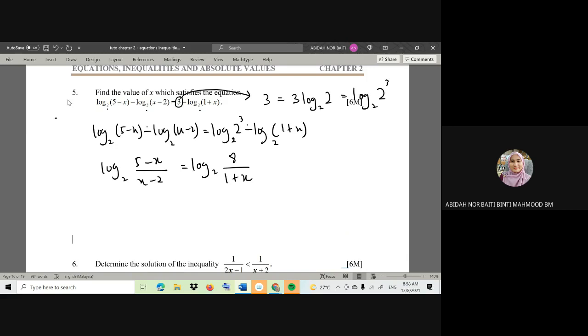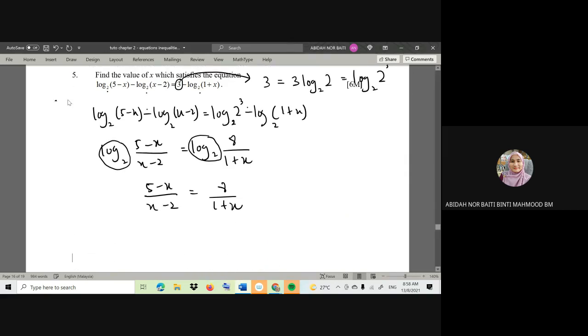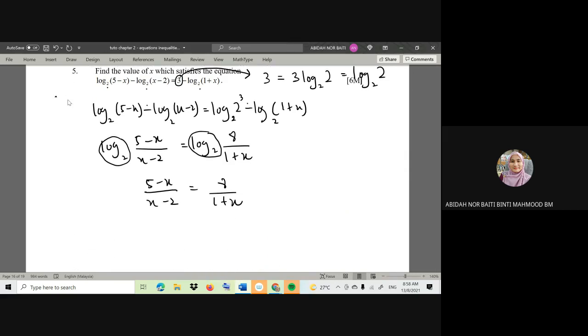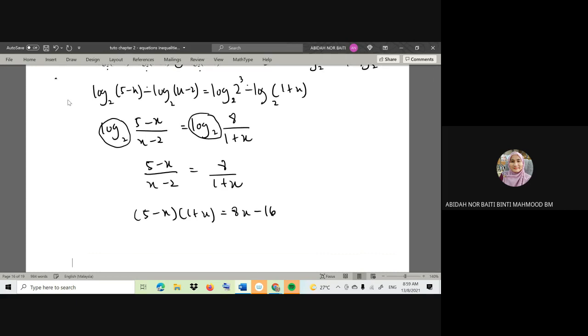2 cube is 8. And now we have single log both sides with same base. Therefore, 5 minus x over x minus 2 equal 8 over 1 plus x. Okay, so we want to find the value of x. This is equation ya. So we can cross multiply. Okay, 8x minus 16. Boleh ya? So ni dah boleh buat lah kot. Ni expand. And here is rearrange, equal 0. Ya?